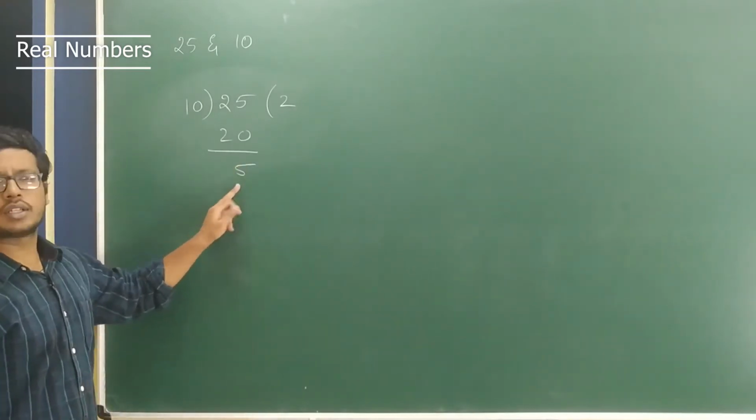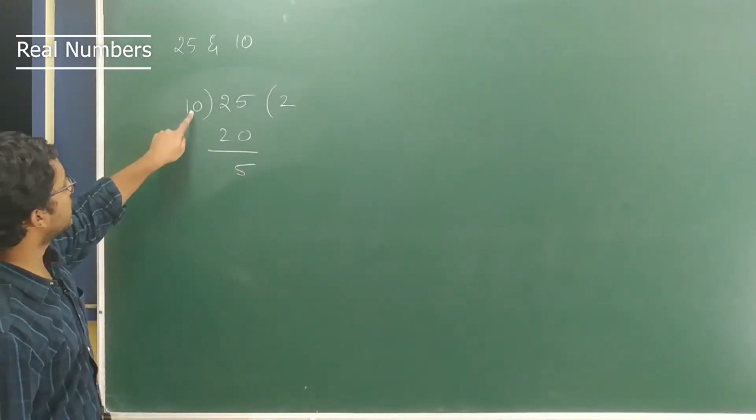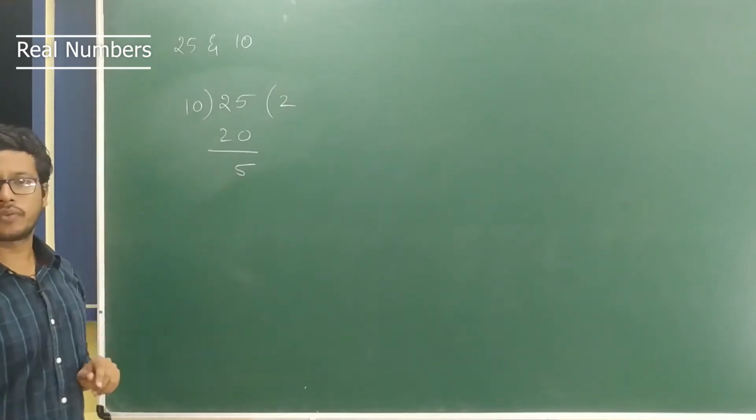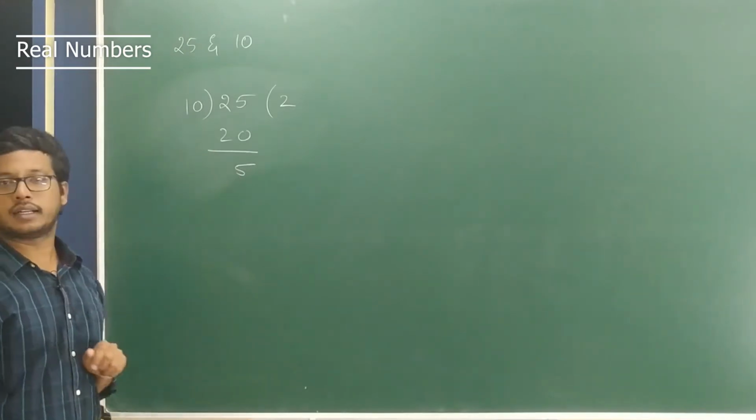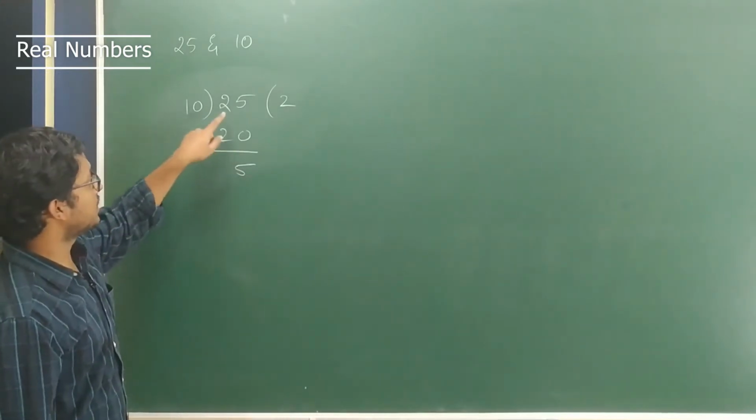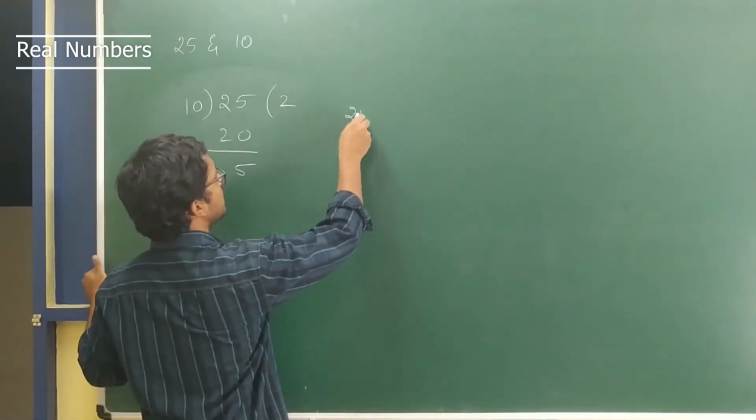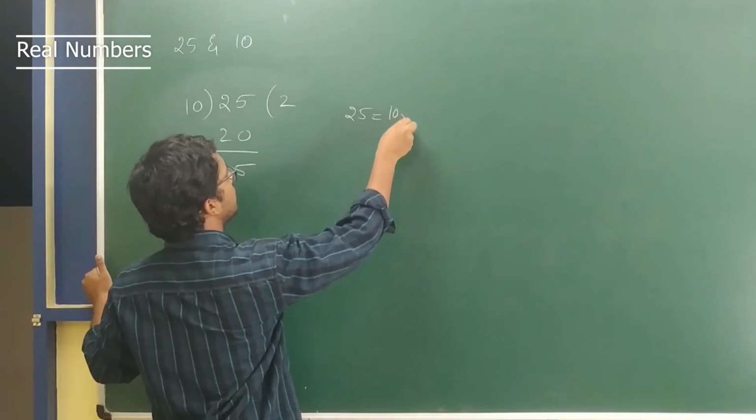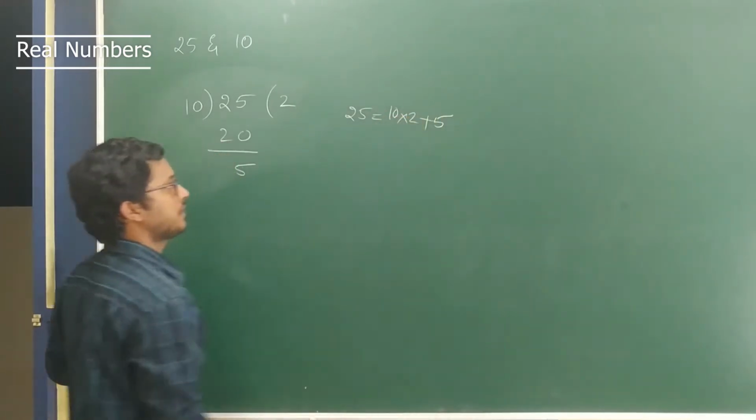Since the remainder is not 0, again we are supposed to express 10 in terms of 5, the previous divisor and the current remainder. So in exam, what are you supposed to write? You are supposed to write this one. So first step is 25 can now be written as 10 into 2 plus 5.